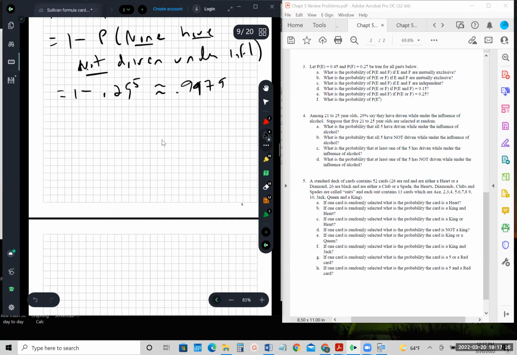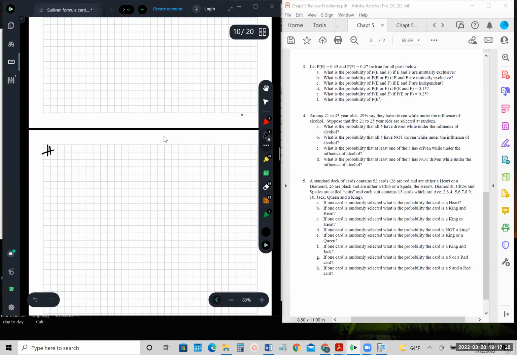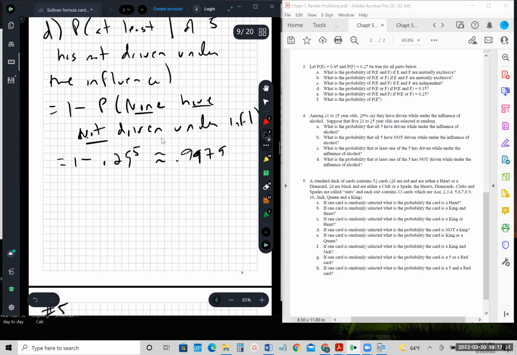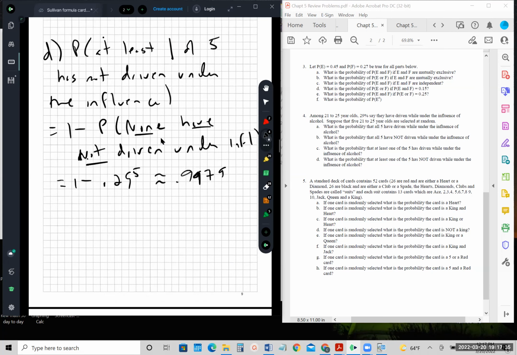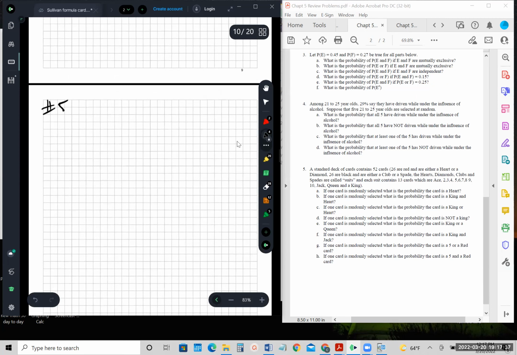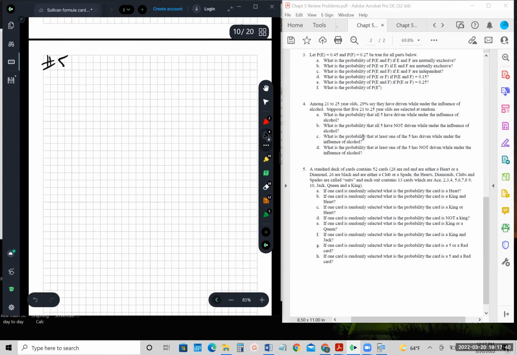And then finally, we'll do number 5 down here. I'll scroll back up for just a second so you can kind of see. Okay. And then finally, number 5, a standard deck has 52 cards. 26 are red and either a heart or a diamond. 26 are black and either a club or a spade. The hearts, diamonds, clubs and spades are called suits, and each suit contains 13 cards, the ace, 2, 3, all the way up to the 10, and then jack, queen, and king. And so part A. If one card is randomly selected, what is the probability?